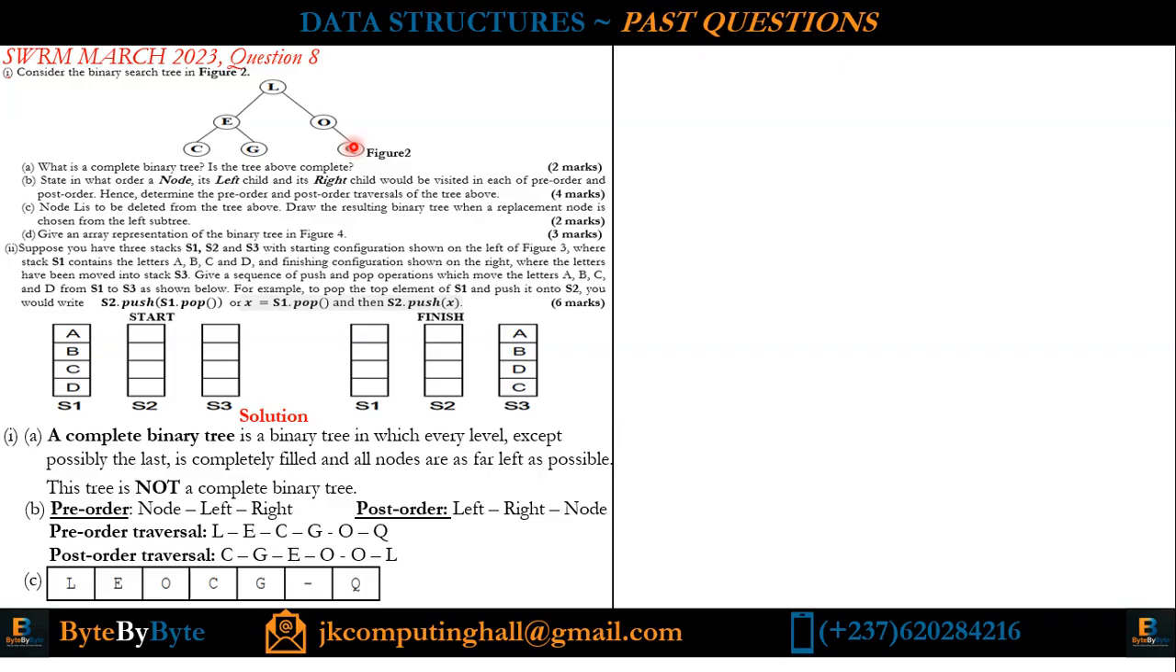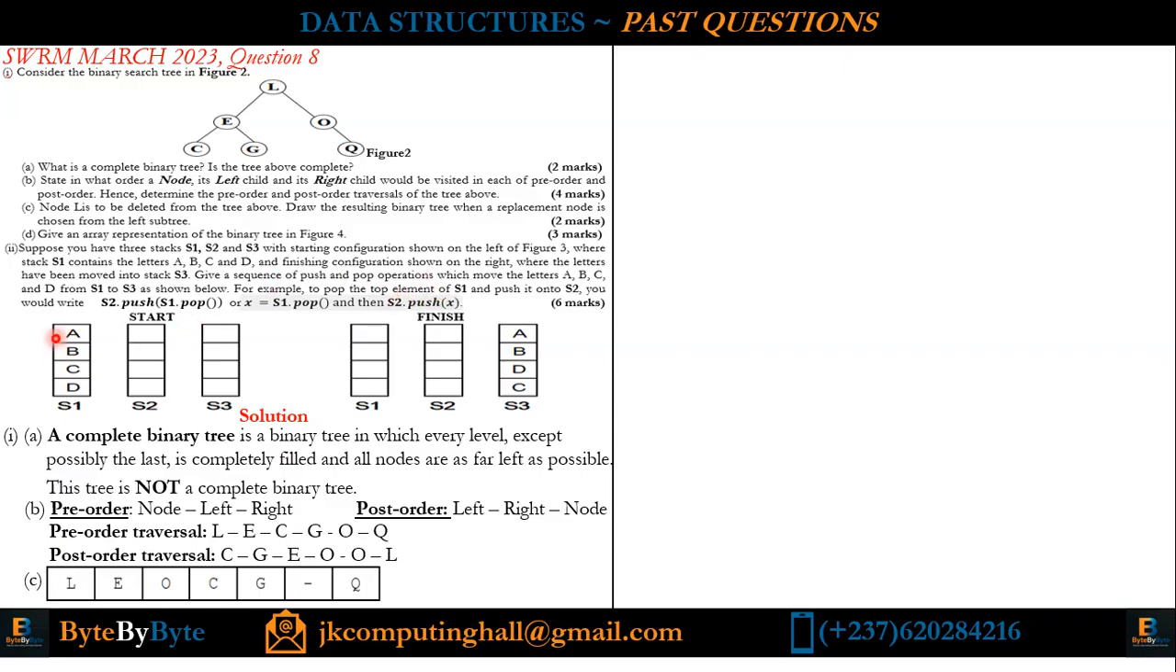Give a sequence of push and pop operations which move the letters A, B, C, and D from S1 to S3 as shown below. For example, to pop the top element of S1 and push it into S2, you will write S2.push(S1.pop). Or you can simply say X = pop. That is, first of all, remove. That way you say X = S1.pop. Then you now push that X into S2.